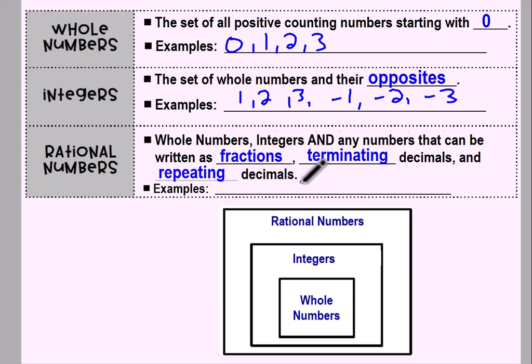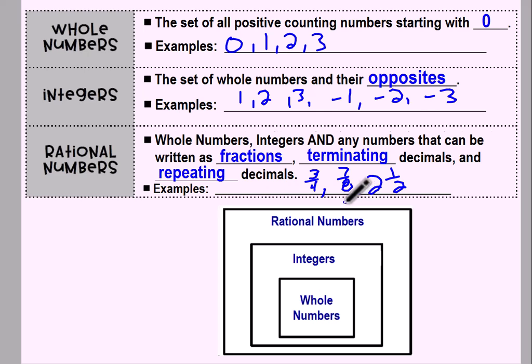We know what a fraction is. An example would be 3/4. That's a fraction. 7/8. You could also have a mixed fraction or a mixed number like 2 1/2. Okay, those are all fractions. And then we have our decimals.